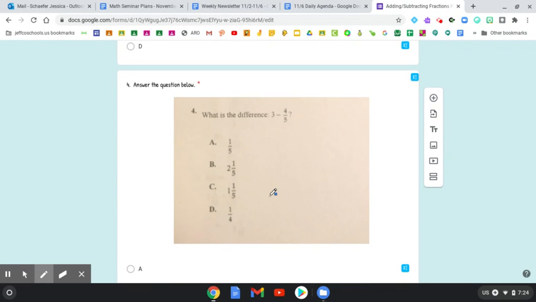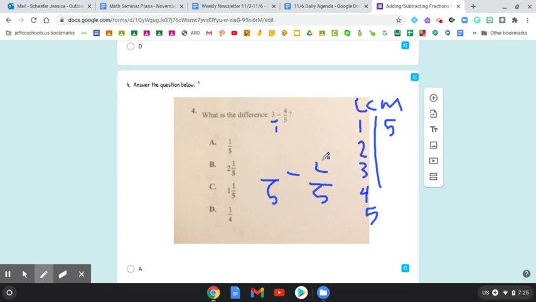Question 4 is find the difference. So you could do this a couple of ways. You could put 3 over 1. So I'm dealing with two fractions. And then find common denominators. I have an LCM that I need to find between 1 and 5. Eventually in the ones, I'm going to hit 5, right? 1, 2, 3, 4, 5. So my LCM is going to be 5.